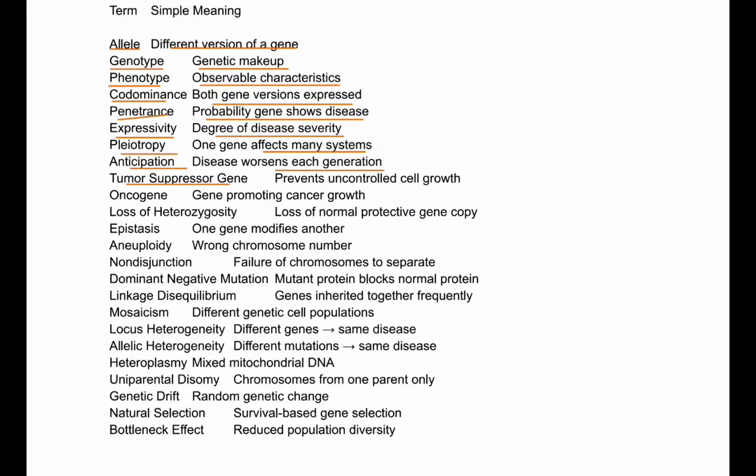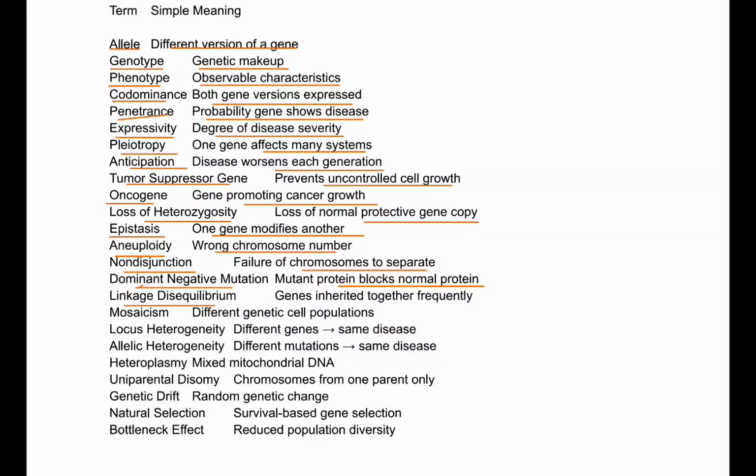Tumor suppressor gene, prevents uncontrolled cell growth. Oncogene, gene promoting cancer growth. Loss of heterozygosity, loss of the normal protective gene copy. Epistasis, one gene modifies another. Aneuploidy, wrong chromosome number. Nondisjunction, failure of chromosomes to separate. Dominant negative mutation, mutant protein blocks normal protein.